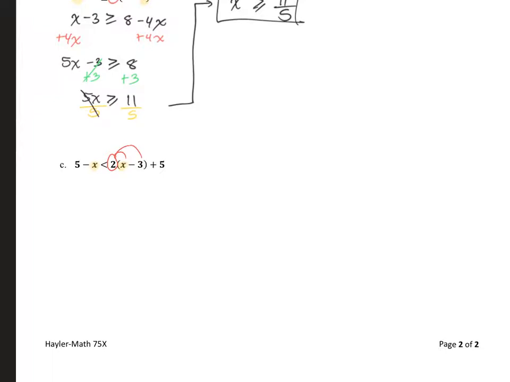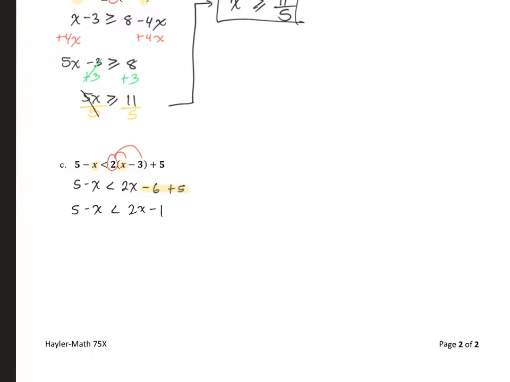Alright, so then what do I have? I have 5 minus x is less than 2x minus 6 plus 5. We can go ahead and add these like terms right here. And we will get 5 minus x is less than 2x minus 1.